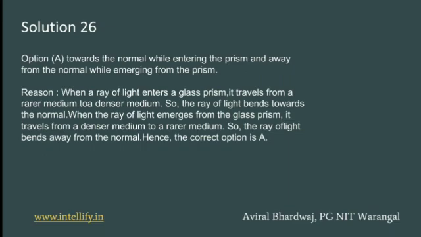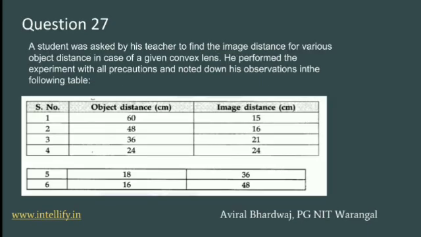So the ray of light bends towards the normal. If light goes from a rarer medium to a denser medium, it bends towards the normal. When the ray of light emerges from the glass prism, it travels from a denser medium to a rarer medium, glass to air, so it bends away from the normal. Hence only option A matches: towards the normal while entering the prism and away from the normal while emerging from the prism. Next is question 27.